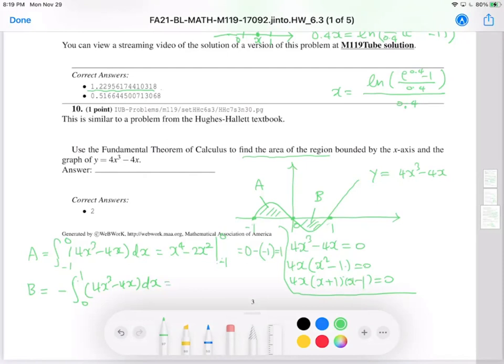And this is equal to x to the fourth minus 2x squared, from 0 to 1, with a minus sign here. So this is minus, plug in 1, minus 1 minus 0. So this is 1. So the area is equal to 2. Okay.